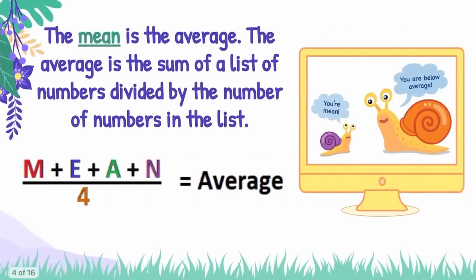Here's a visual representation of how to find the mean. You just take the sum of everything in a list and divide it by the number of things you are adding up. It's also known as your average.